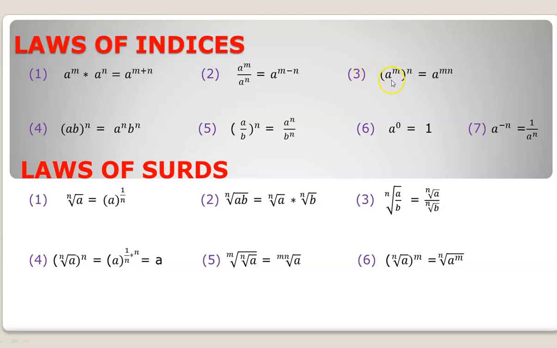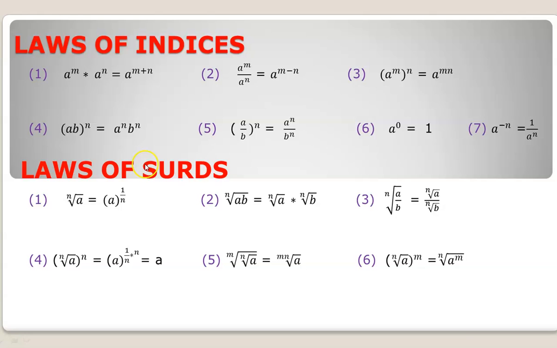So the third law is a raised to m, to the power n, which is equal to a raised to m into n. So it is a power of a power, that's why we multiply both the powers. Next law is ab raised to n, which is equal to, splitting the power over both numbers, a raised to n into b raised to n. Next is a upon b raised to n, which is equal to a raised to n upon b raised to n. Next, a raised to 0 is equal to 1. Any number raised to the power 0 is equal to 1. And the last one, a raised to minus n, is equal to 1 upon a raised to n.